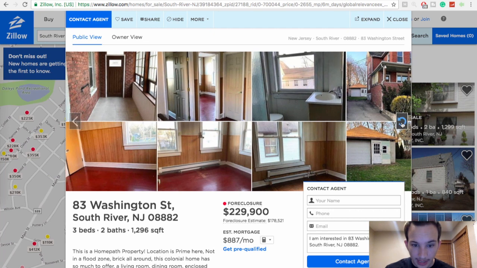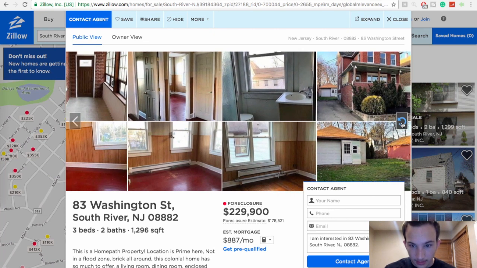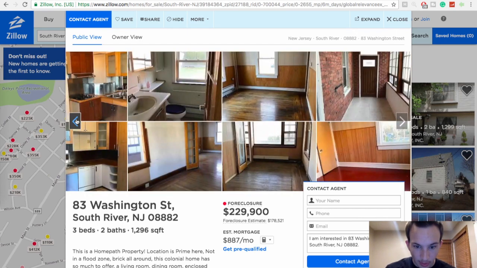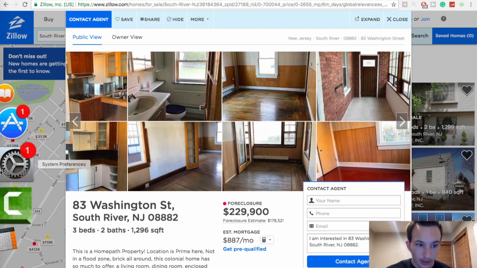By the looks of this, it's going to need a total rehab. This is way outdated, and yeah, it's probably going to need a total rehab. So by the looks of that square footage, 3 beds, 2 baths, it'll probably be around 50,000.